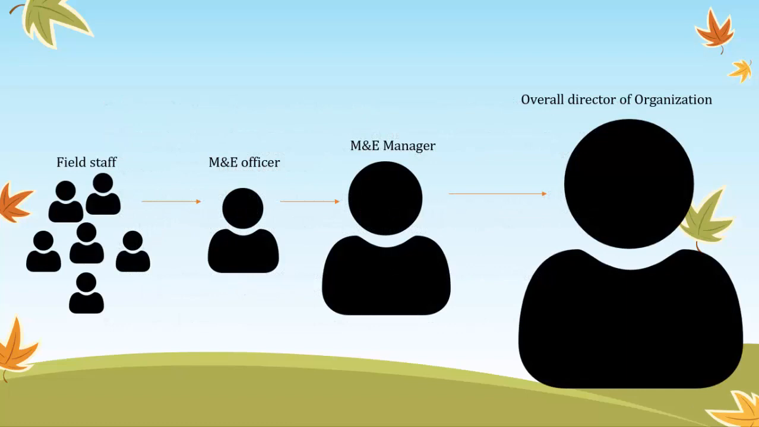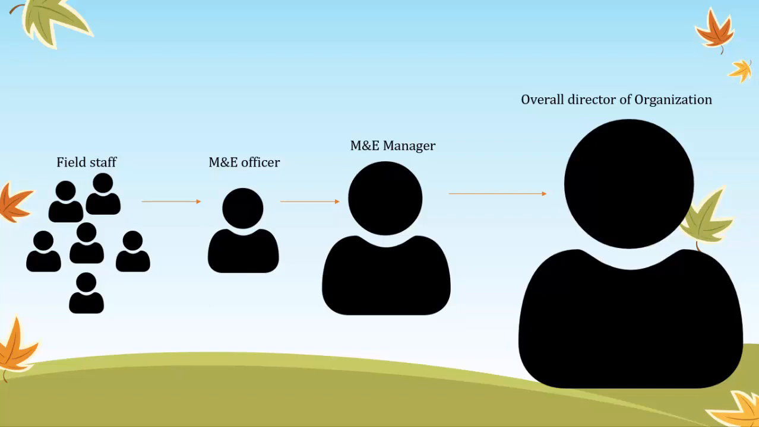Okay, so to start with, you need to get this thing clear at the very beginning. In every organization, there's a hierarchy. And when it comes to M&E functions, you've also got that hierarchy. And this is how it is in most cases. You've got the field staff, you've got the M&E officer, you've got the M&E manager, and you've got the overall director of the whole organization.